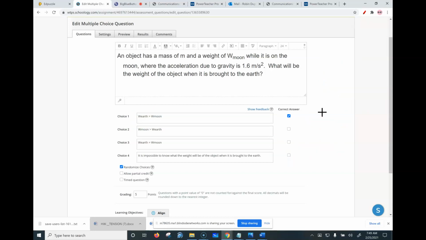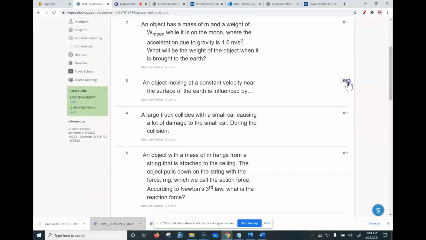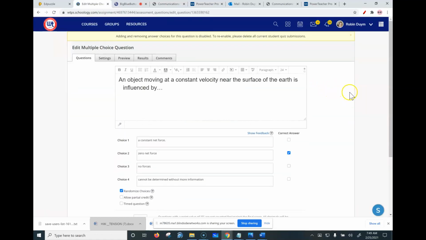All right. An object has a mass. Nope, we already just did that one, so there we go. I hope we get through all this. This is the one I thought number one was.